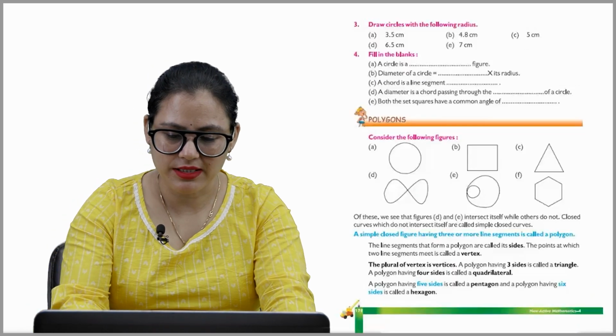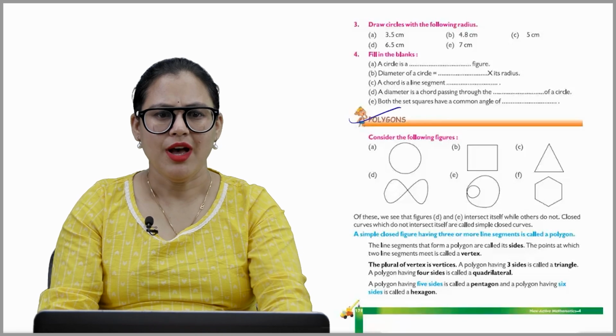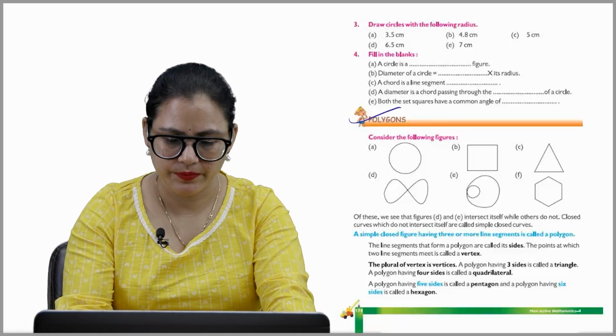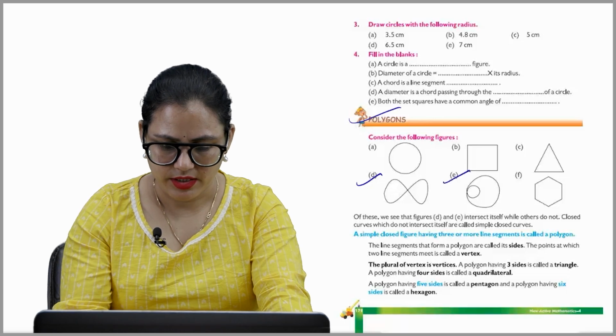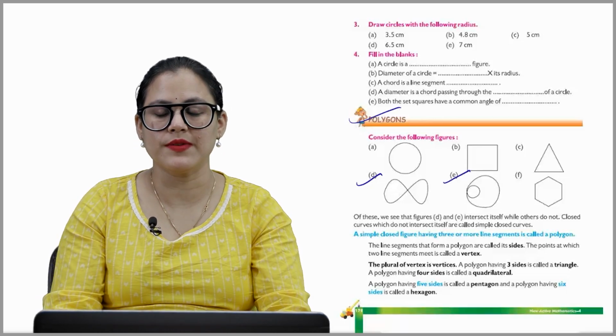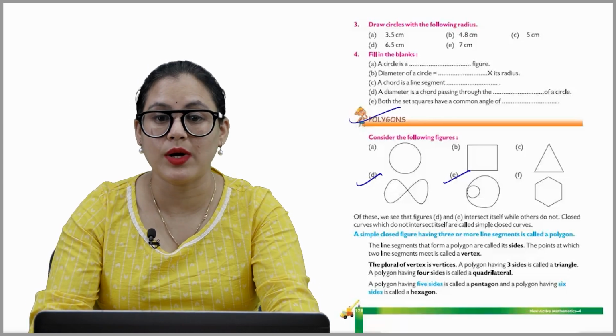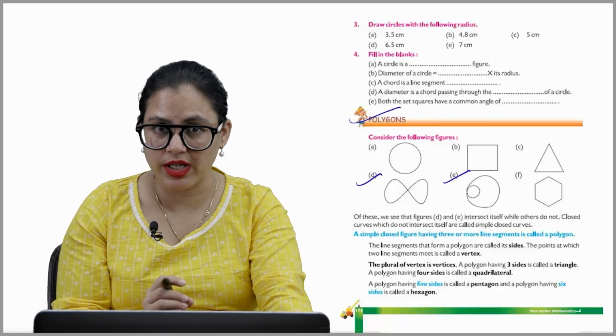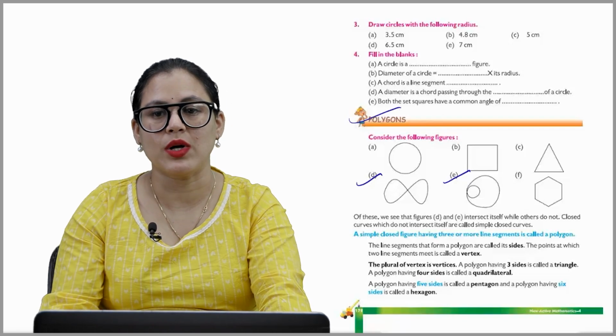Polygons. Consider the following figures. Of these, we see that figures D and E intersect themselves while others do not. Closed curves which do not intersect themselves are called simple closed curves. A simple closed figure having 3 or more line segments is called a polygon.